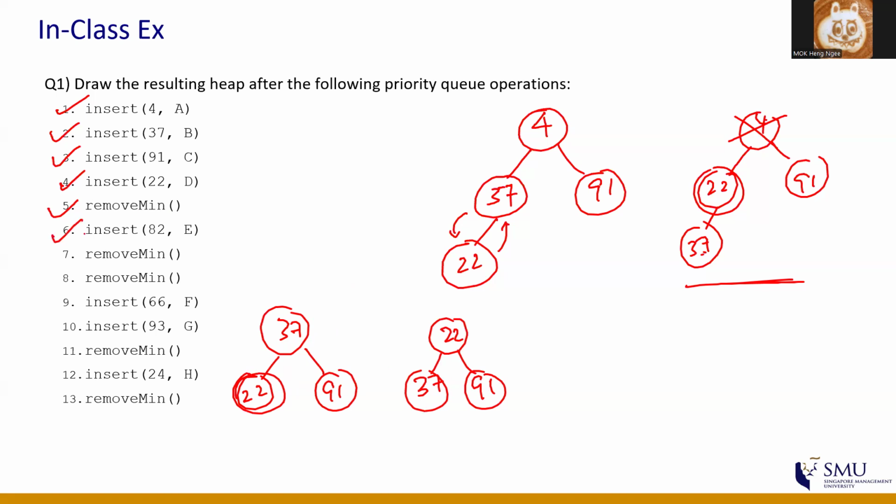All right. Step 6 will be, insert this new node. And I need to check whether 82 is bigger or smaller than 37. It is bigger, so it is in the correct position. So please carry on trying this. Pause for a while. I'll give you the answer after all 13 operations.